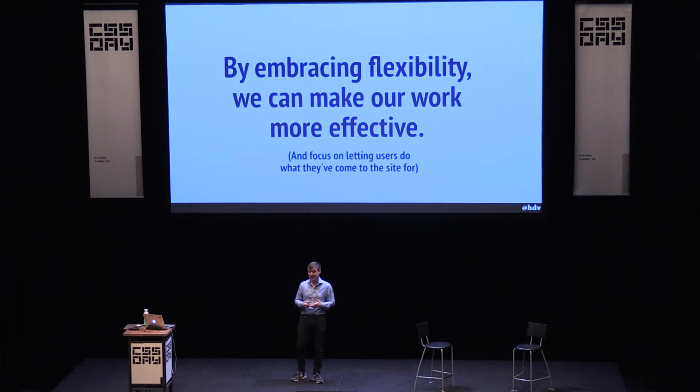We can make our work more effective, for example, by focusing on what the users actually came to your site for. So maybe they want to apply for a passport, or they want to purchase a TV, or get a new insurance or something. They are not going to be scared away by columns that are not exactly the right proportion. You can still make things that are on brand if you embrace the flexibility.